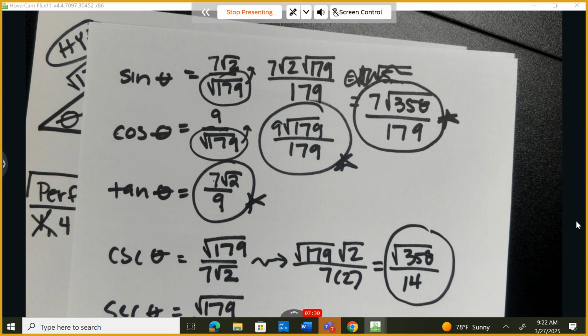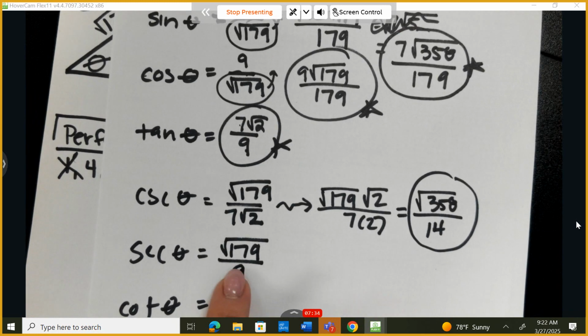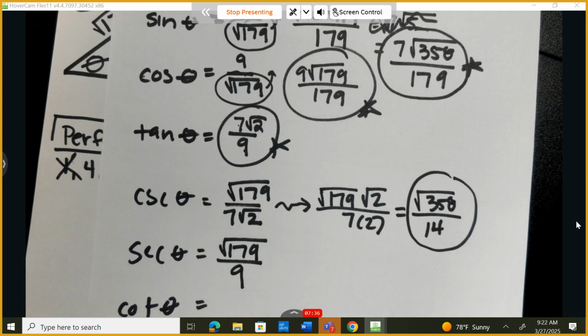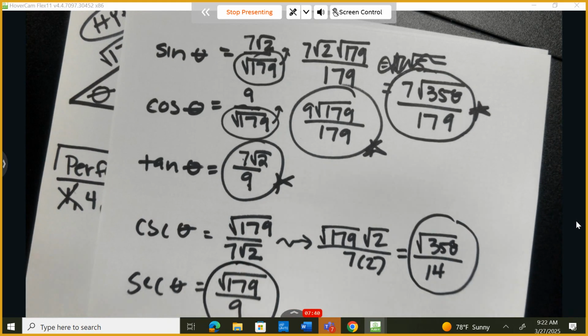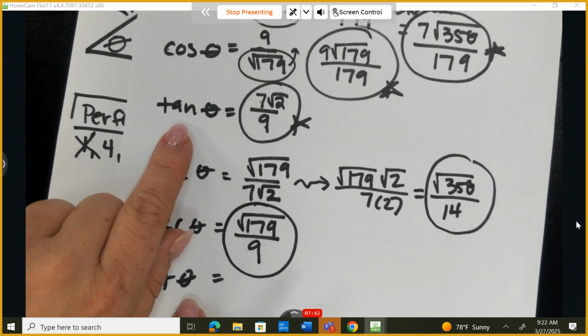Do we have to do anything? This is what I have. Do I have to do anything? There's no square root in the bottom. I've already checked up above. The square root of 179 can't be reduced. We're done. Okay, let's go to tangent.